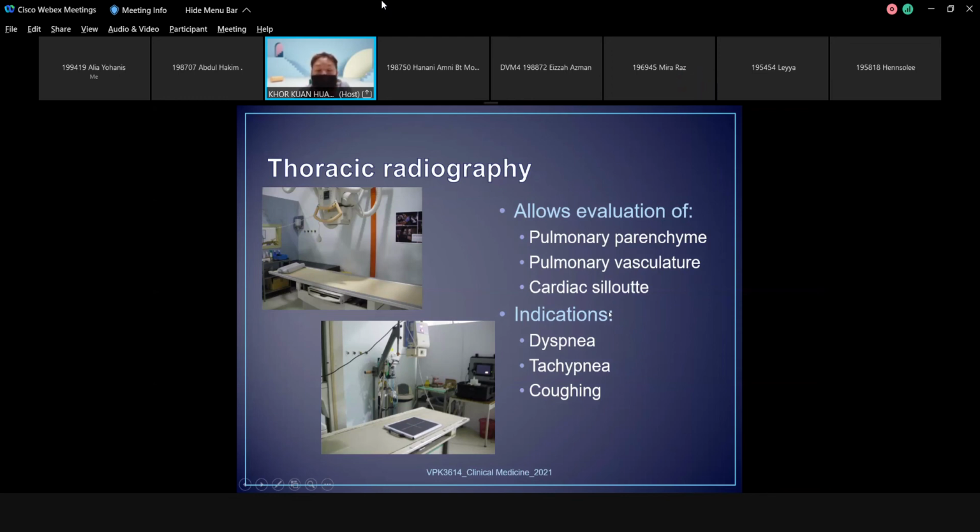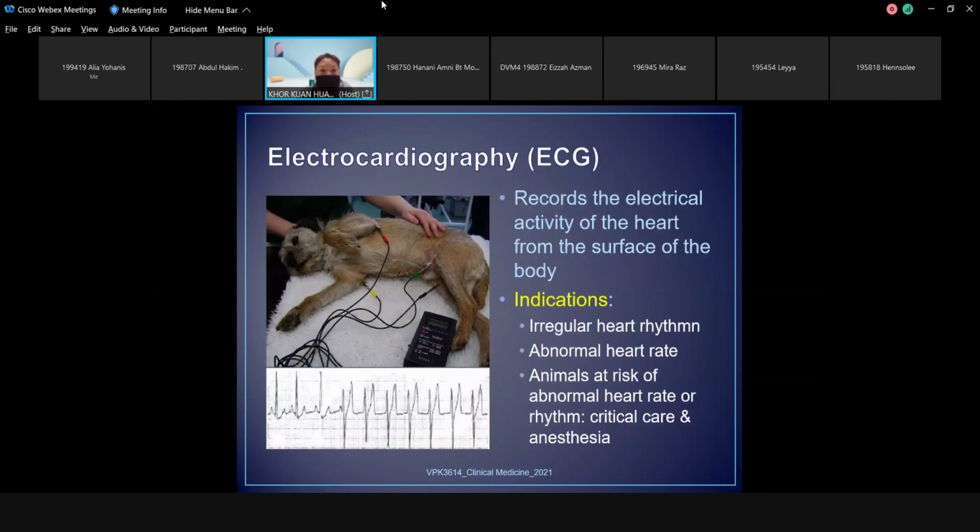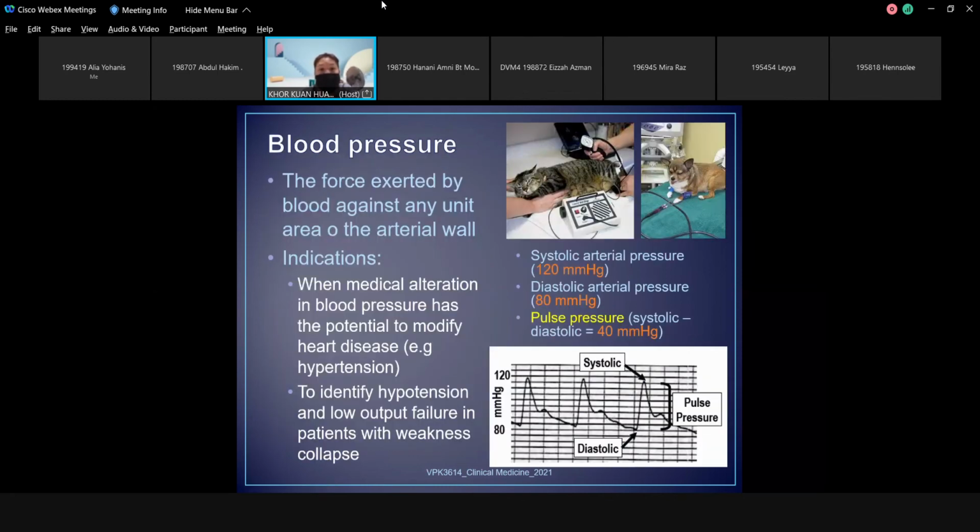Okay. So normally the indication would be any patient which is having dyspnea, tachypnea, coughing. Okay, you want to see the lungs. Then if you think the rhythm is not okay, you want to do an ECG. We will have a class on this, or maybe even a little bit of the lecture later. All right. Blood pressure, this is very important.